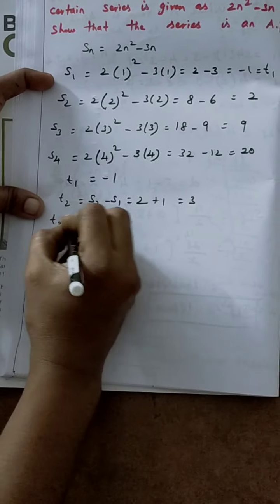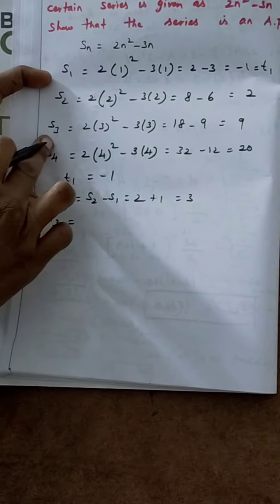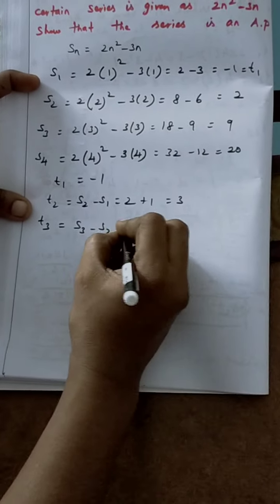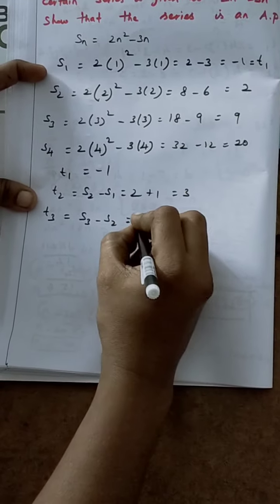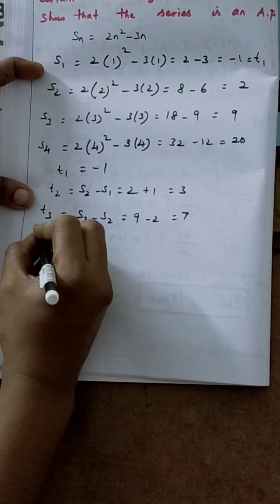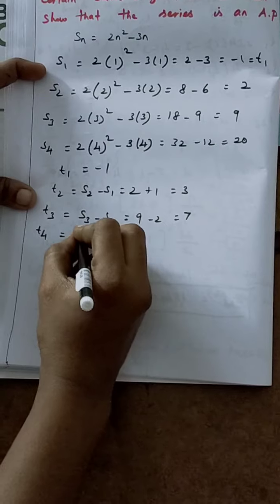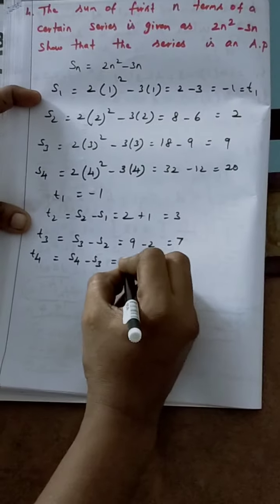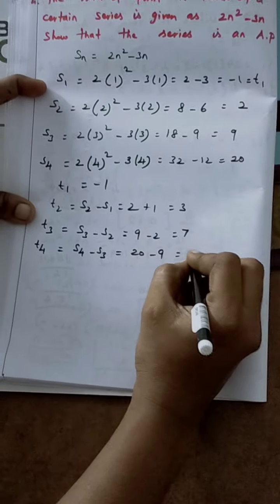Next term is T3. So T3 means you mention S3 minus S2 only. S3 minus S2. So what is S3? 9 minus 2 equal to 7. Next one find out T4. So T4 means S4 minus S3. So what is S4 given? 20 minus 9 equal to 11.